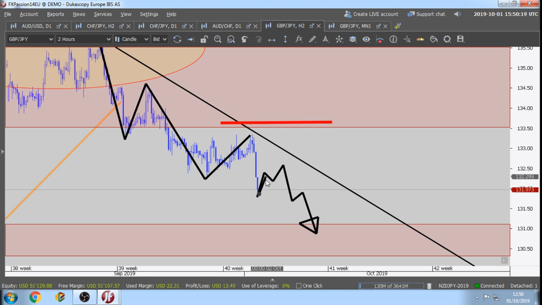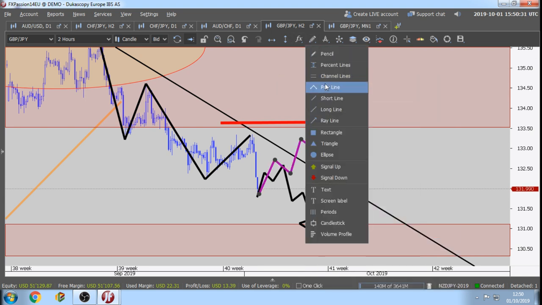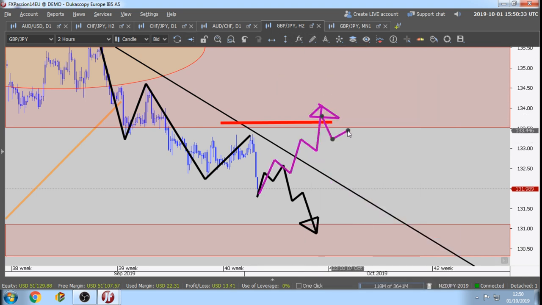Maybe if the market is going to break the downtrend line, the counter trend line, and make a higher high, right, then wait for the market for the next retracement and enter long. This is what I would do.